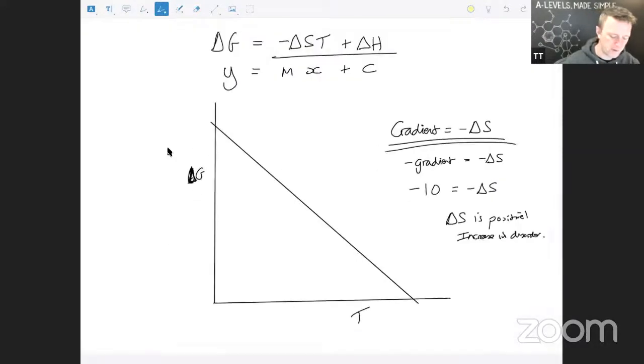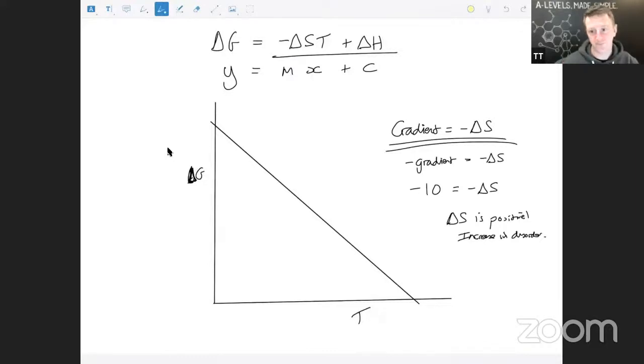You with me? So if you see a negative gradient, that means your delta S is positive. Obviously, if you see a positive gradient, that means delta S is negative. So just be careful with that. If the gradient is minus 10, that equals your minus delta S, so therefore 10 would be delta S, which is a positive number. Two negatives make a positive.